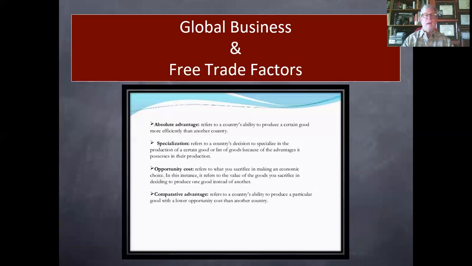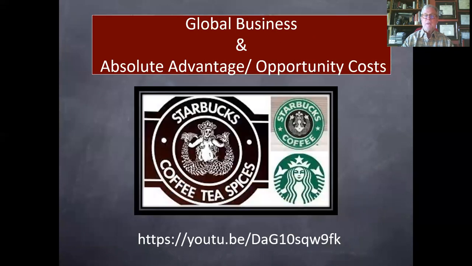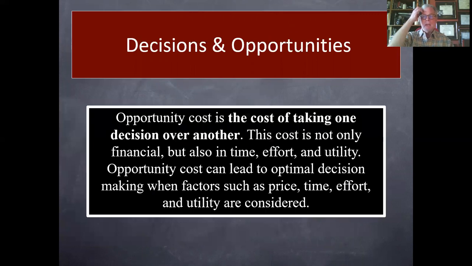We also talked about absolute advantage, specialization, opportunity cost, and comparative advantage. We also gave some examples of Michelin and Starbucks. And again, this is important to remember when making a choice about who it is you want to do business with. Opportunity cost is the cost of taking one decision over another. This cost is not only financial, but also in time, effort, and utility. Opportunity cost can lead to optimal decision making when factors such as price, time, effort, and utility are considered.